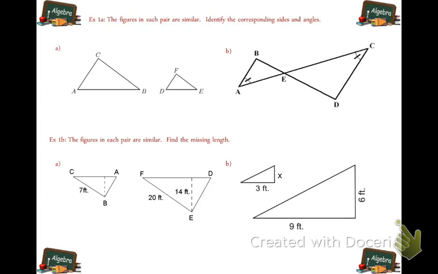So X, I know, is corresponding with 6. So I'm going to put X is corresponding with 6. And 3 is corresponding with 9. So it's 9x equals 18. Divide by 9. Ooh, this one's a whole number. X equals 2.